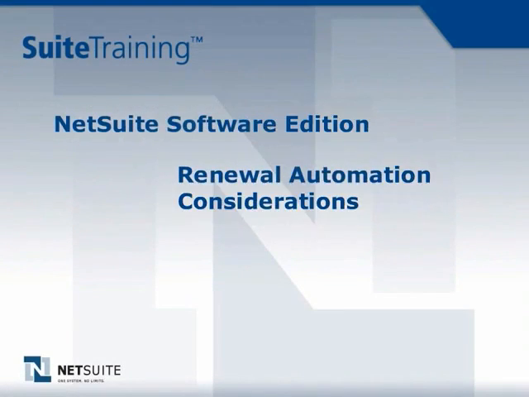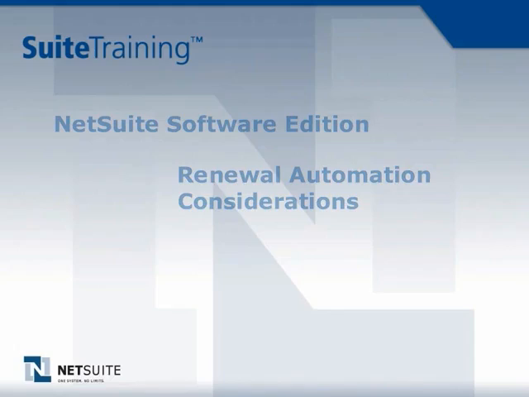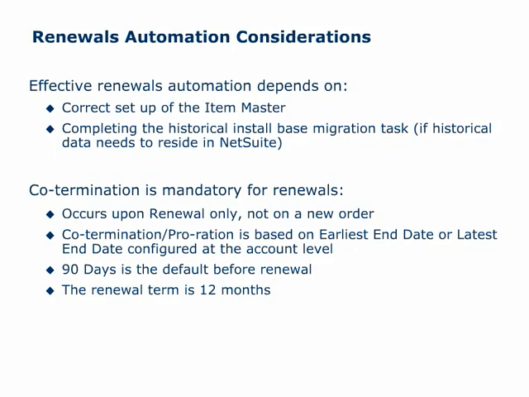First, let's look at renewal automation, which is a critical piece for consideration when setting up the NetSuite Software Edition. Effective renewals automation hinges on the proper configuration of the item master, and specifically for future transactions. If applicable, completing the historical install-based migration is also necessary. We look at both of these in more detail later in this lesson. First, we look at the unique ways that NetSuite Software Edition handles renewals automation.